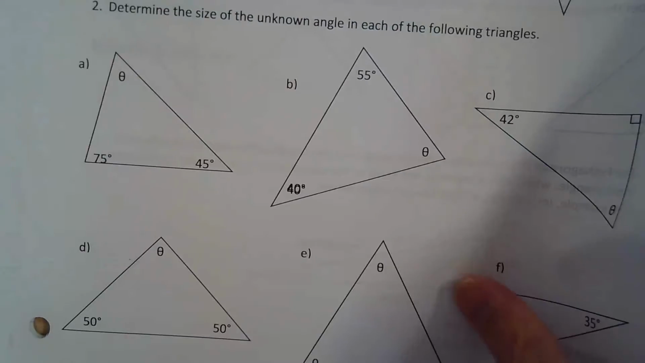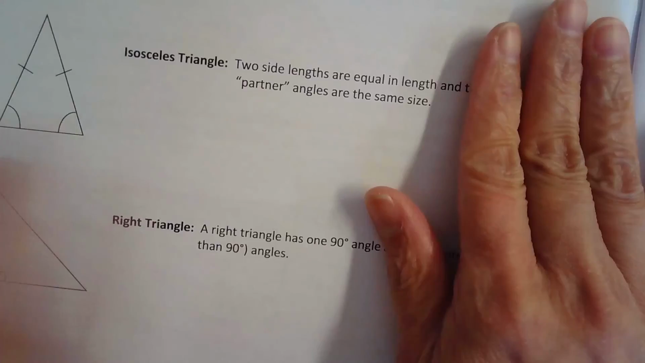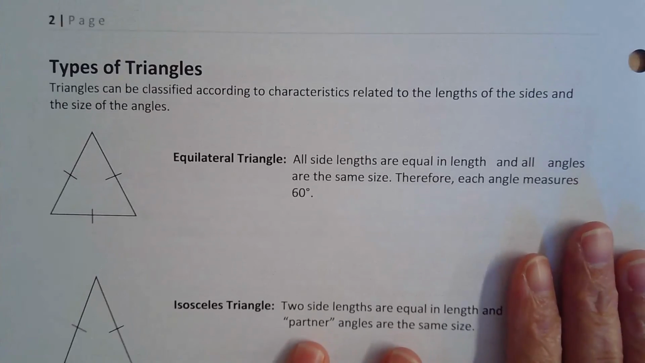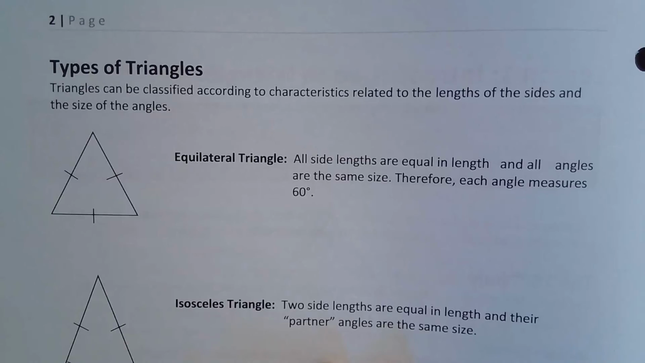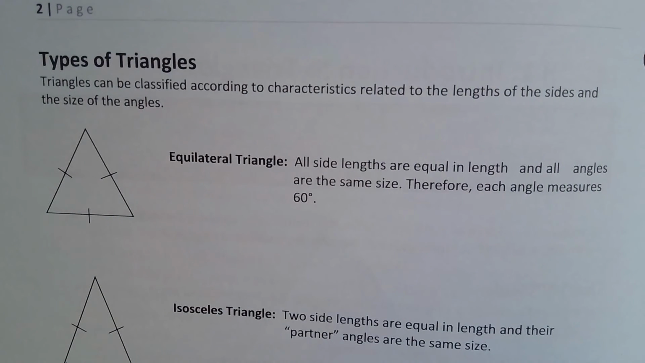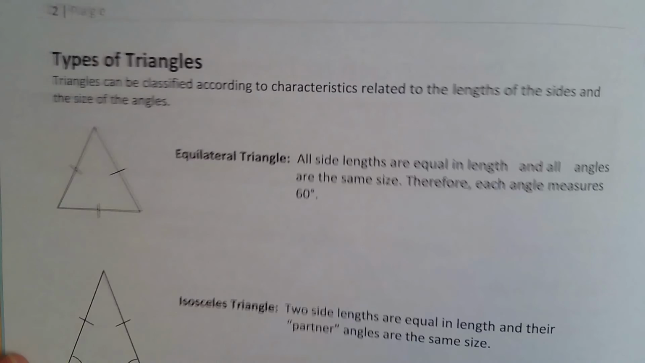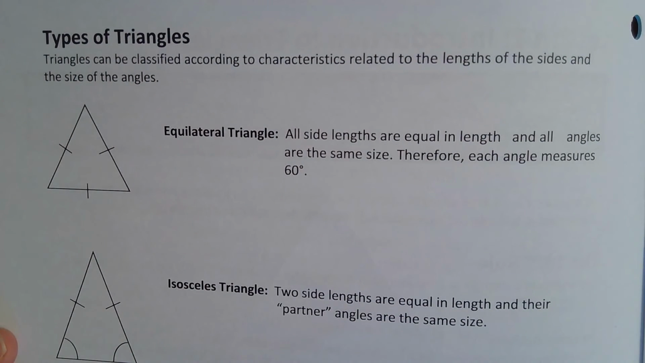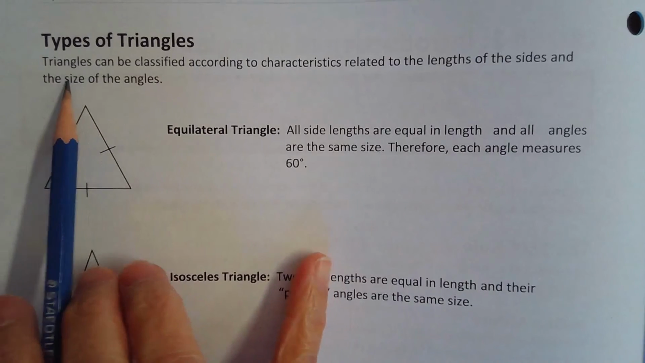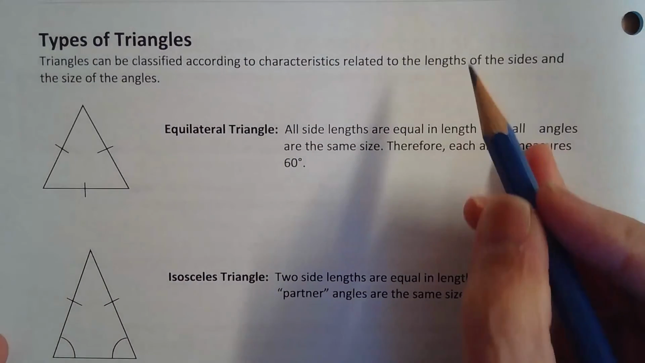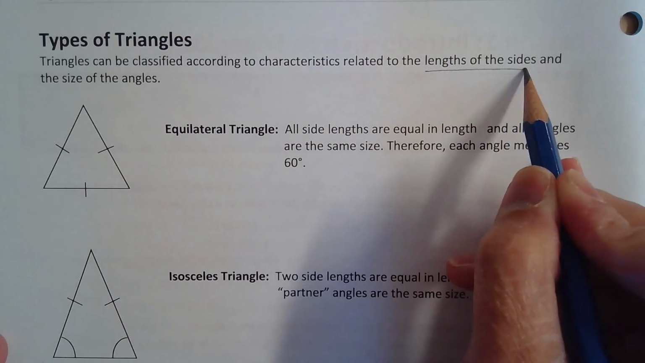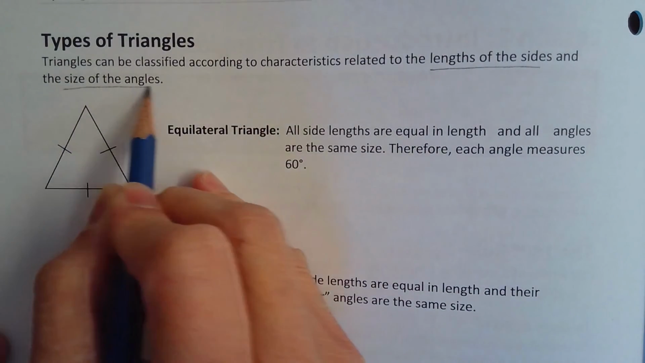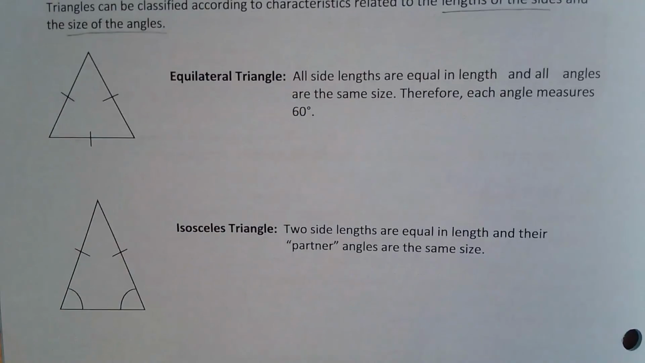So it's all good? The second part of that, page 2, talks about the types of triangle. Okay? So here's type number 1. Triangles can be classified according to the characteristics of the length of the sides and the size of the angles.